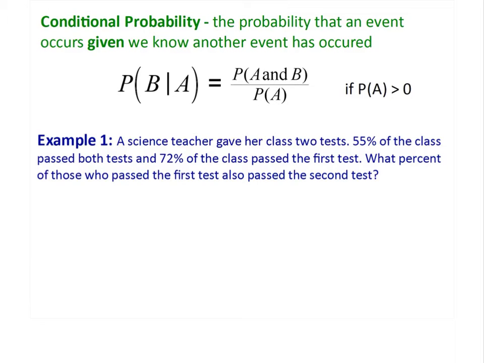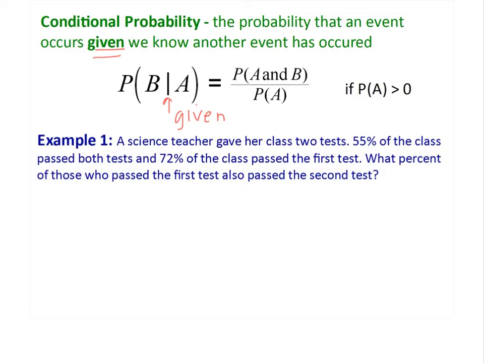So we're going to be focusing today on conditional probability, like we said, and this is the main definition that we're going to focus on. Conditional probability is the probability that an event occurs given we know another event has occurred. So this line right here in my formula stands for given. I read this as the probability of event B happening given event A has happened.